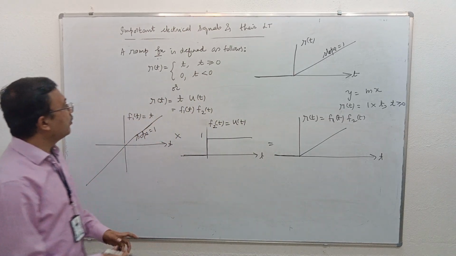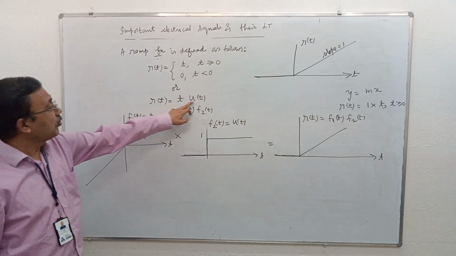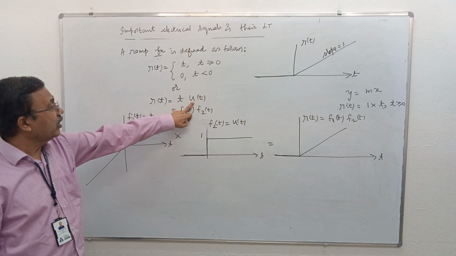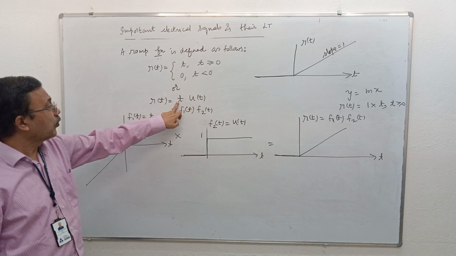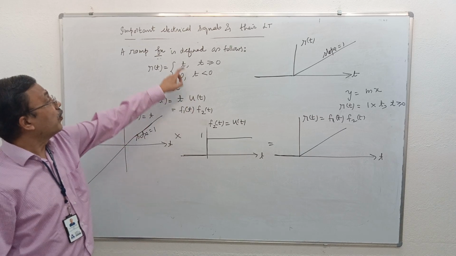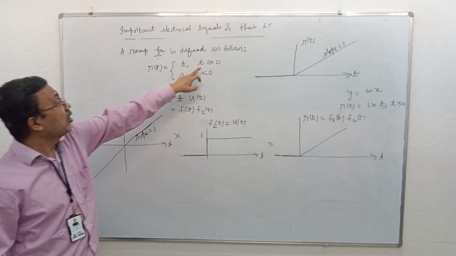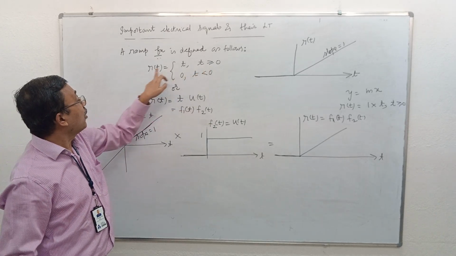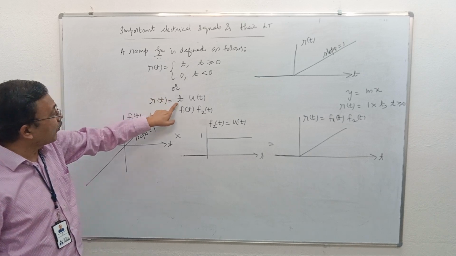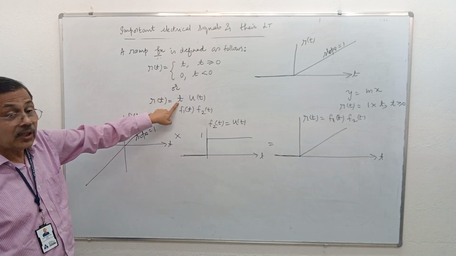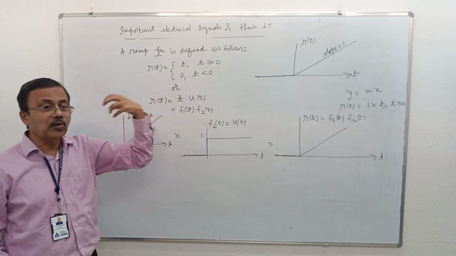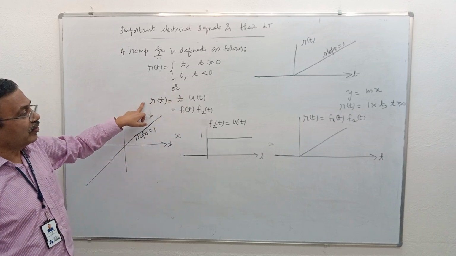What I mean to say is r of t is equal to t into u of t. u of t is 1 for positive time, therefore t gets multiplied by 1 for positive time, and gets multiplied by 0 for negative time. At t equal to 0, r of t is 0. That is because in this expression, if you put t equal to 0, irrespective of what is the value of u of t, r of t is 0.